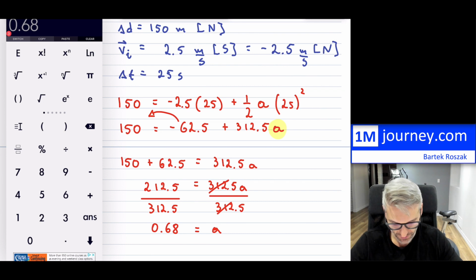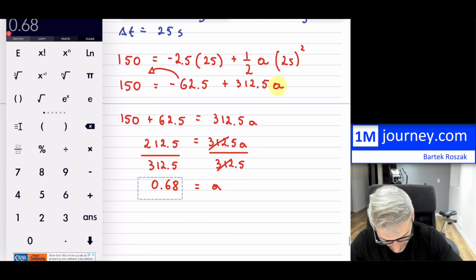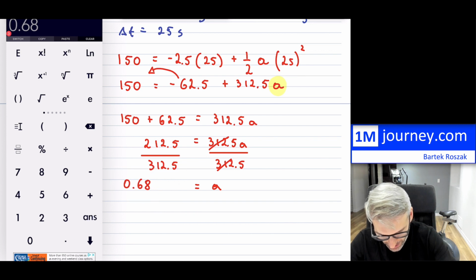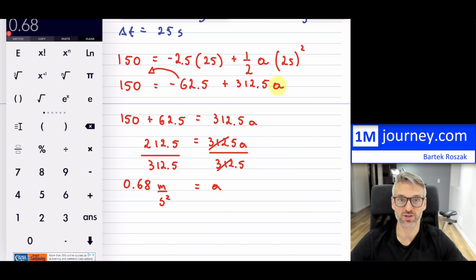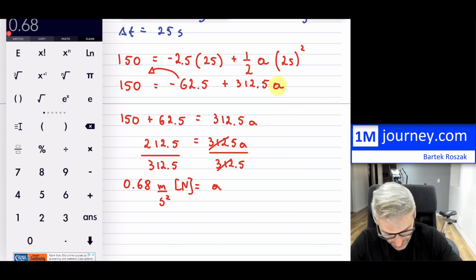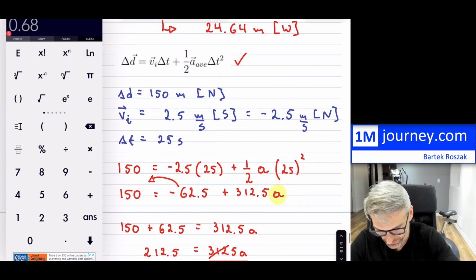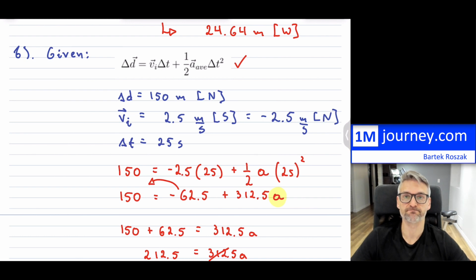Okay, now they've asked for two significant figures, so this is it. And I'm going to move this out of the way so I can put the unit, which is meters per second squared, right? So it's an acceleration. And then this would be north. All right, so that's what this was. And that is it for this example.